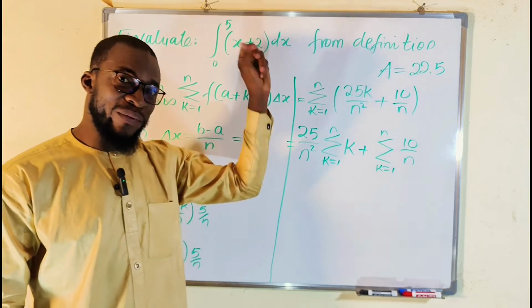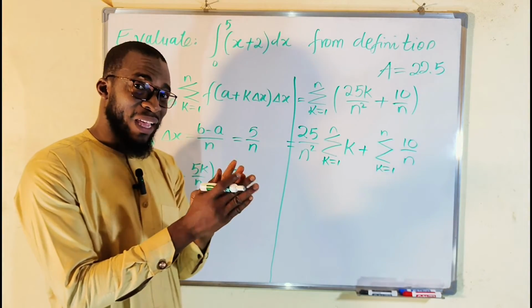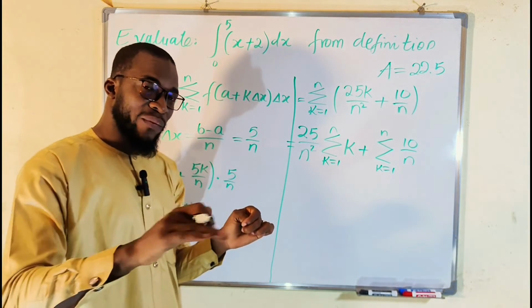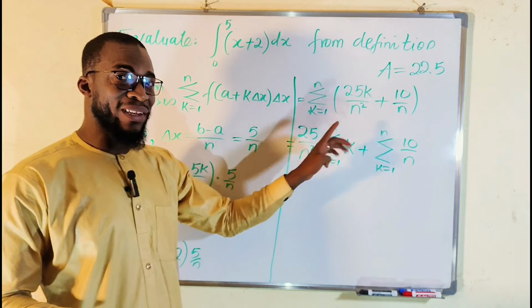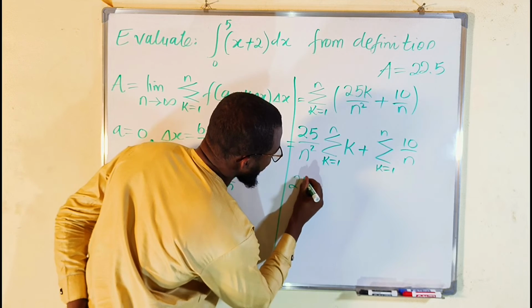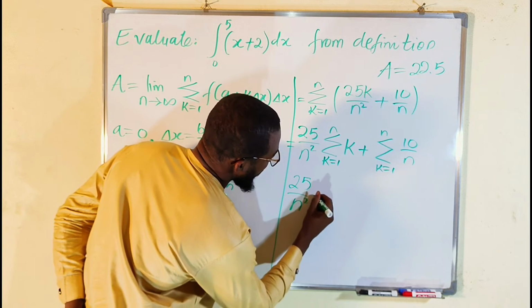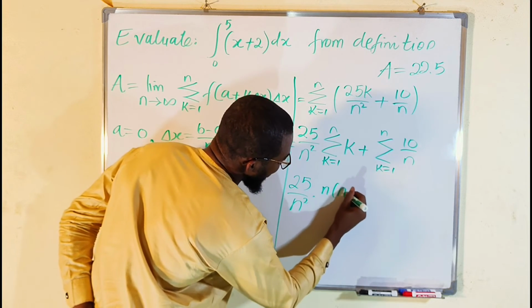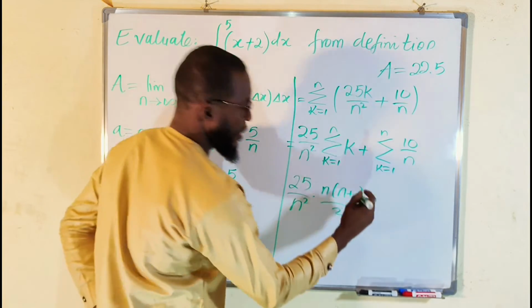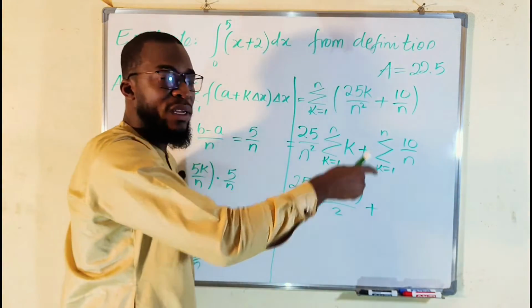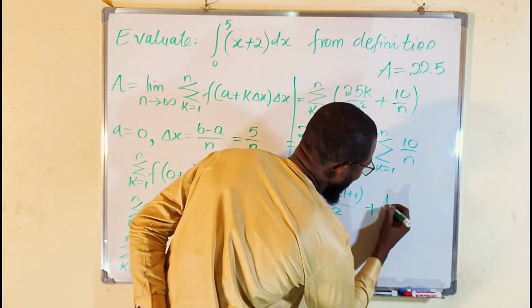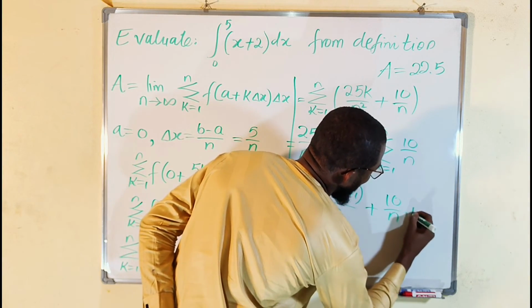For k, remember previously, if you evaluate k without exponent, it will be n multiplied by n plus 1 divided by 2, for which k begins with 1 and stops at n. Remember that you can watch the previous lesson. So this is 25 over n squared multiplied by n times n plus 1 divided by 2. That is the simplified version of this. Then remember, if it is just a constant, just take n multiplied by that constant. So we have our constant 10 divided by n, then you multiply by n.